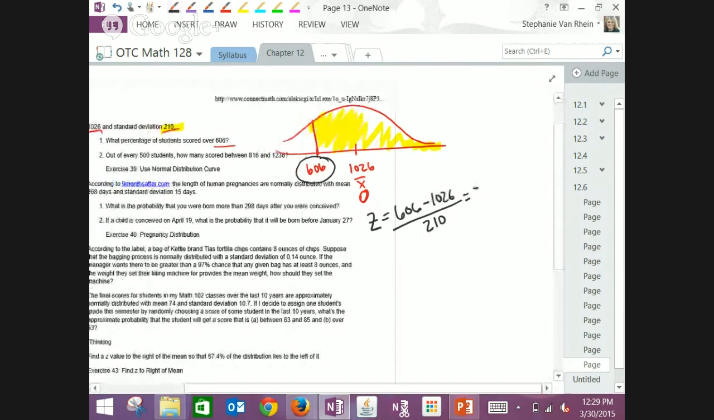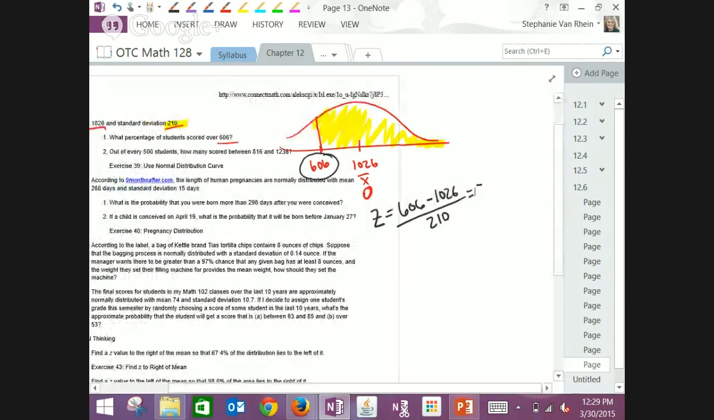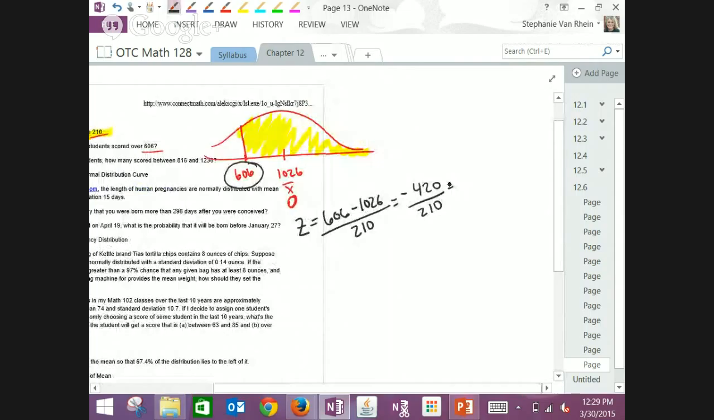Which would be negative, what is that? 606 minus 1026? Negative 420 divided by 210? Negative 2. So this would be a z-score of -2. If I look at the area here, it corresponds to a z-score of -2. The minus just means it's to the left.